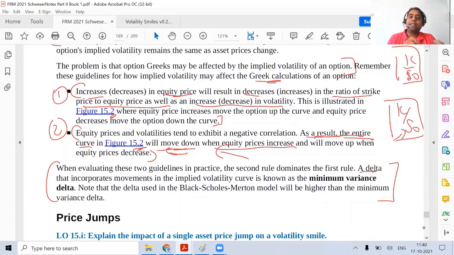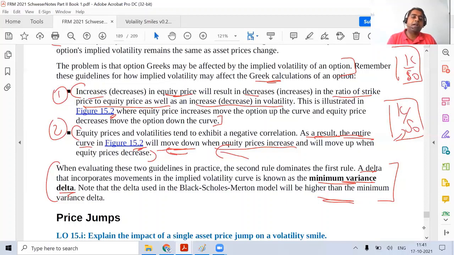Now, why are they talking about this? Because the Black-Scholes model also employs delta in a way. Because it gives you an idea about how exactly the option price is behaving with respect to your stock price or the underlying asset price. So they've given you a small commentary with respect to minimum variance delta. That means the delta used in the model gives you a price of the option very close to the market price. That has been just a small commentary over here, which is not very important for the exam.